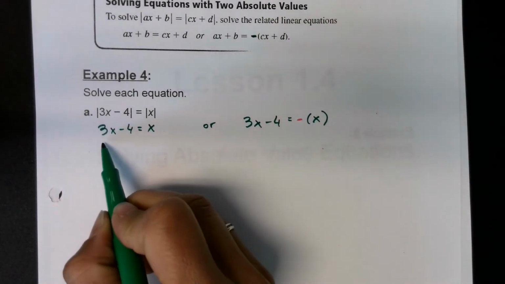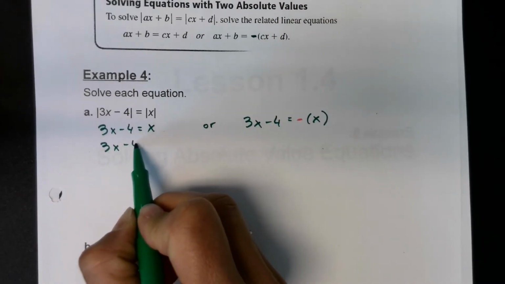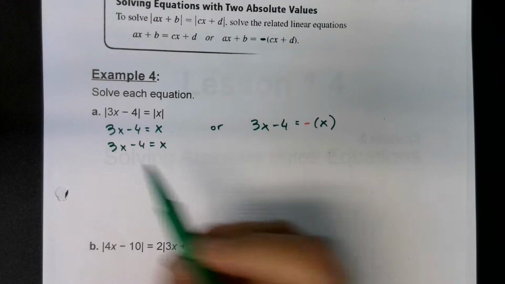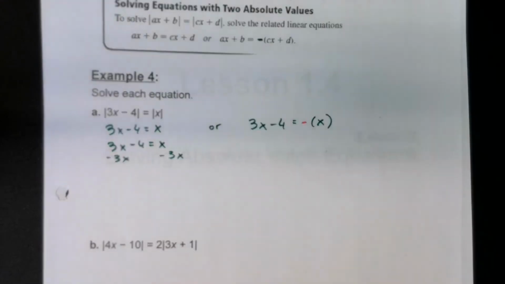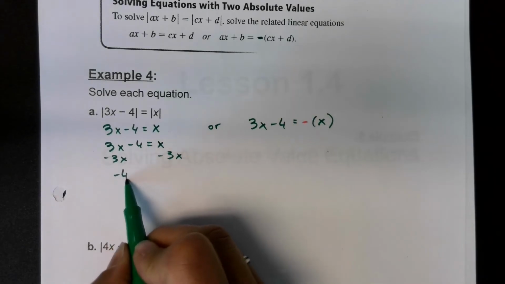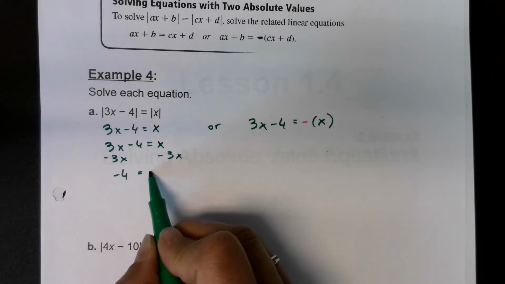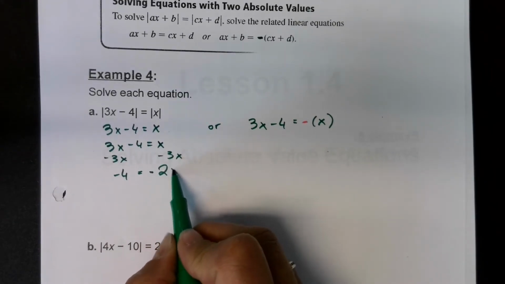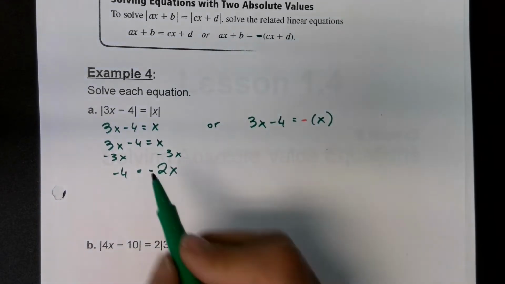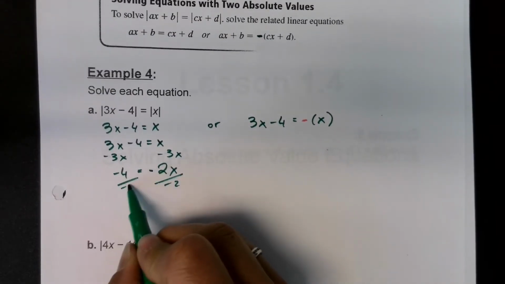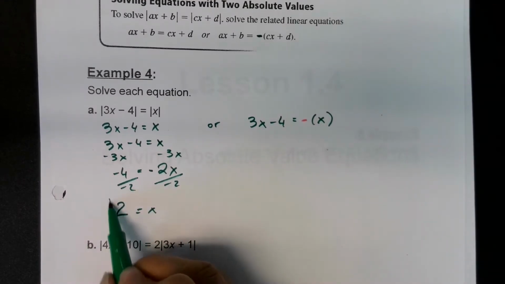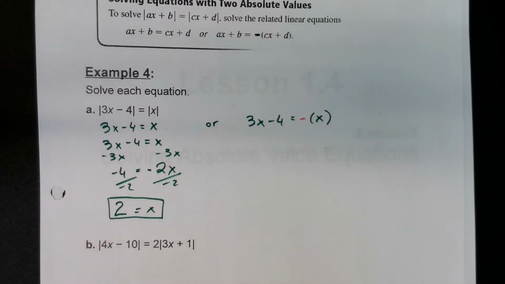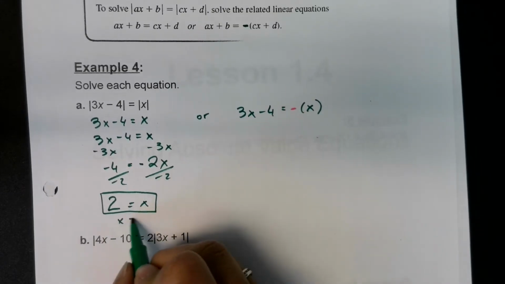I have parentheses because later on you will have little expressions in there. So let's solve it. You have 3x minus 4 equals x. I am going to subtract 3x on both sides, so I end up with negative 4 equals negative 2x. Divide by negative 2. What's our x? 2? Awesome. Now if you want to rewrite, you're more than welcome to.